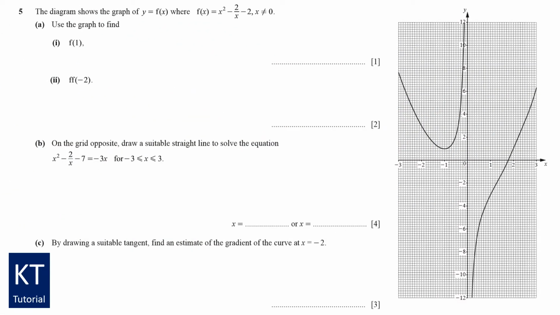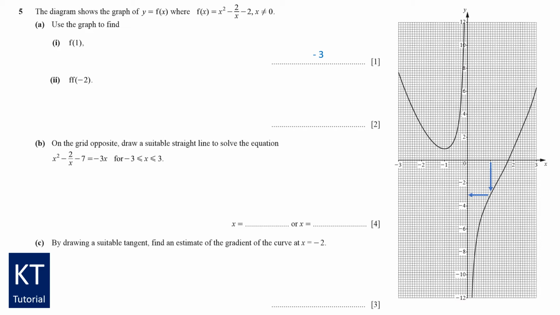Question 5. The diagram shows the graph of y equals f(x). With the stated f(x), use the graph to find f of 1. This is the value of y for a point on a line where its x value is 1. From the graph, y is minus 3.